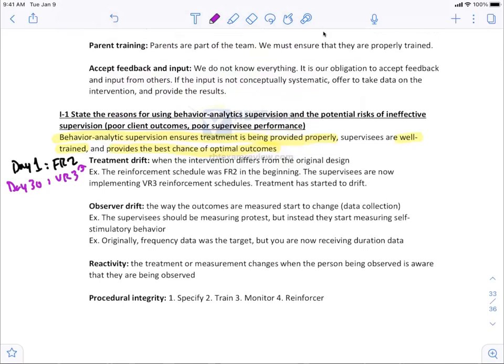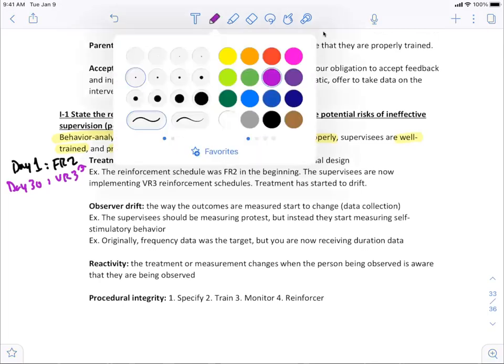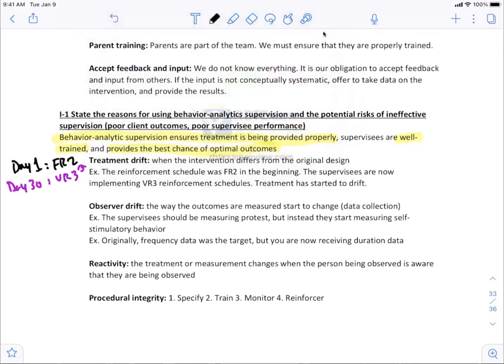Observer drift. The way the outcomes are measured start to change. You might want to measure protest behavior, but instead we're measuring self-stimulatory behavior. If you see data that looks like this, 3 the first day, 4 the second day, 3 the third day, and then all of a sudden we get 15, we need to go in and check what happened. Maybe it was just a spike, or maybe we targeted or observed the wrong thing.